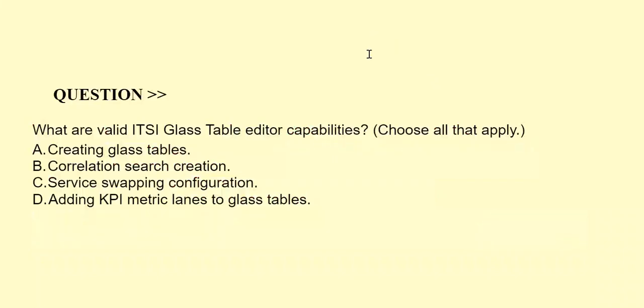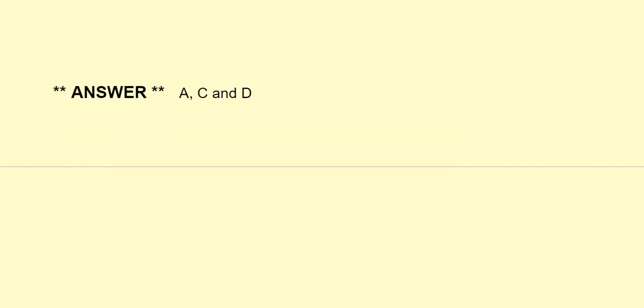What are valid ITSI glass table editor capabilities? Choose all that apply. Option A, creating glass tables. Option B, correlation search creation. Option C, service swapping configuration. Option D, adding KPI metric lanes to glass tables. The correct answers are option A, C and D.